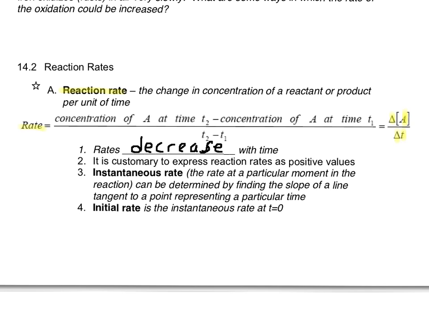Now, since rates are constantly changing, what that means is that we tend to express rates either as instantaneous or as initial rates. Instantaneous rates are the rate at a very particular point in time. An initial rate, which is the main one we're going to be talking about, is the rate at time 0. So the rate of the reaction right when you start the reaction, the instant you mix the reactants together.